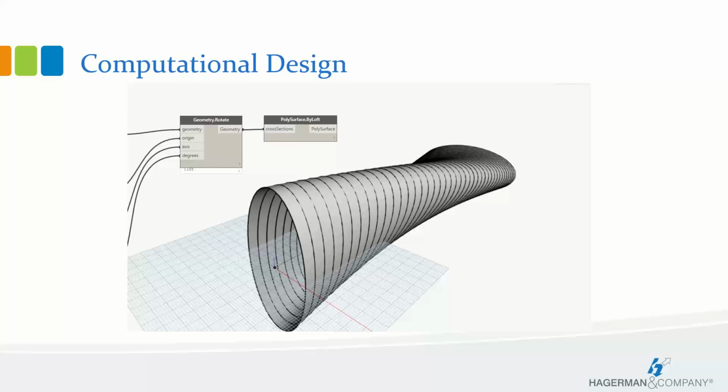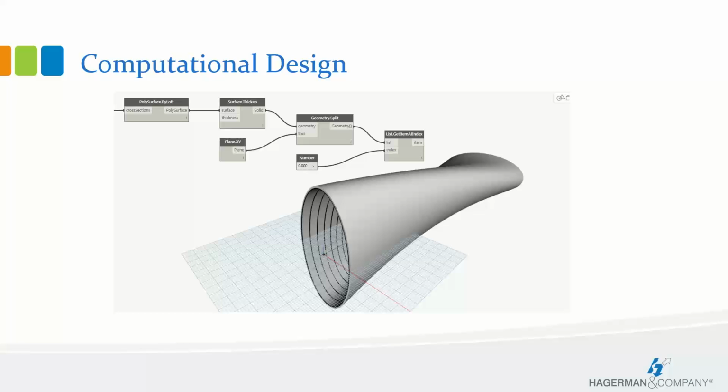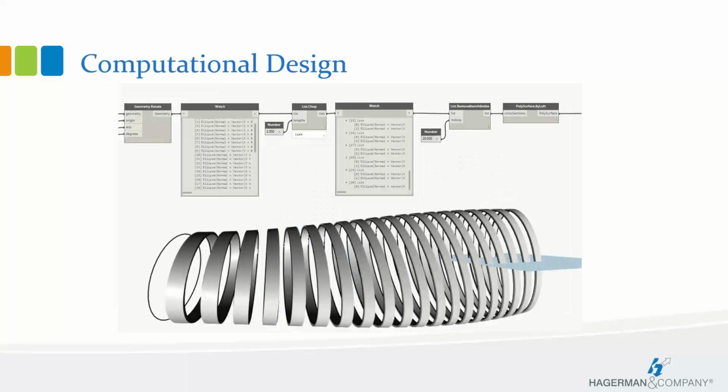The rest of this was pretty straightforward. Found a node that would create a surface by lofting all the shapes. Another node to give it a thickness. And chopped it into 5-foot sections and removed every other segment. A few more nodes to do that.